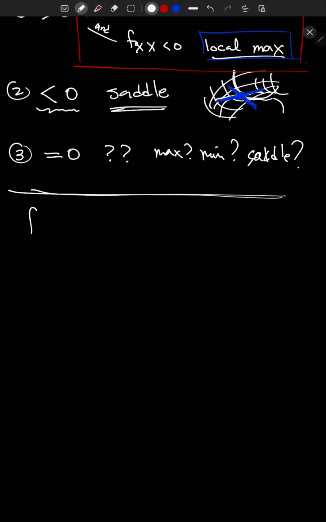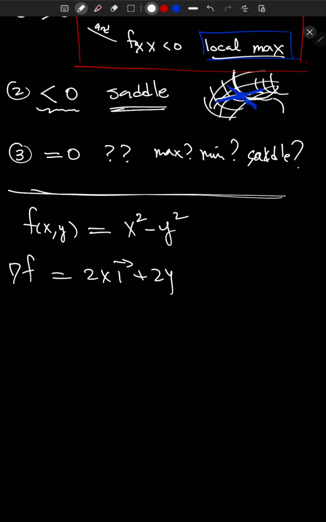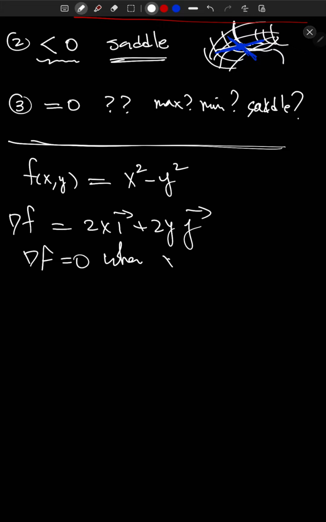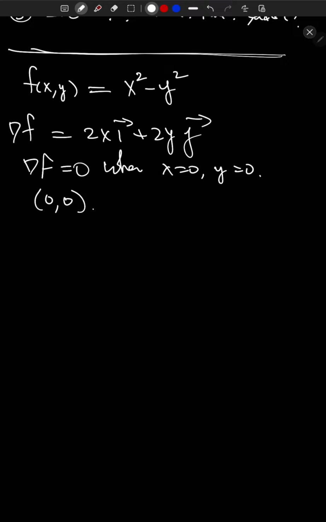Okay, so let's do one example. It's very straightforward. f of x comma y equals x squared minus y squared, right? So gradient f is equal to 2x i plus 2y j. Gradient f is equal to 0 when x equals 0, y equals 0, right? So the only point of interest where we can talk about is 0 comma 0. All right, but again, you can use this second derivative test at any critical point, or any point where gradient f is 0, and you better not be using it where gradient f is not 0. All right, just like in one variable calculus.